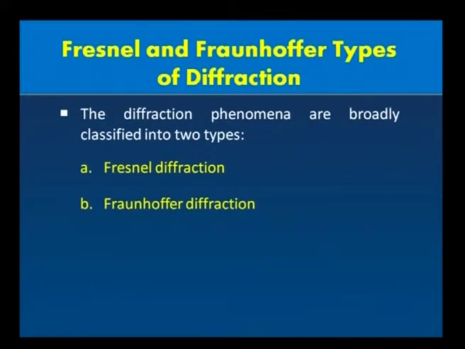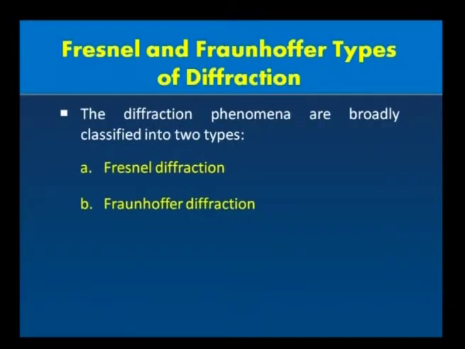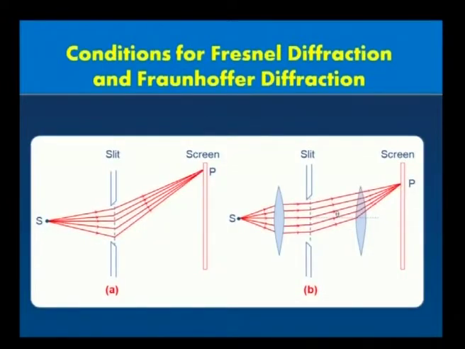Now, we will pass on to understand what we mean by Fresnel diffraction and Fraunhofer diffraction. They are very important. The diffraction phenomena are broadly classified under two types, the Fresnel diffraction and the Fraunhofer diffraction. You see in the next slide, you have the source here, the slit is here, and the light is made to pass through the opening or the slit. It is coming to a focus on the screen.